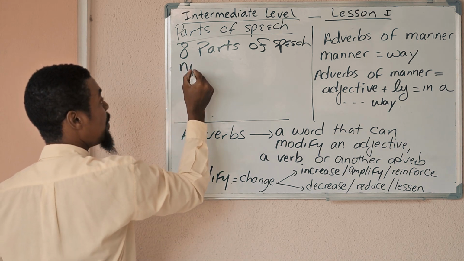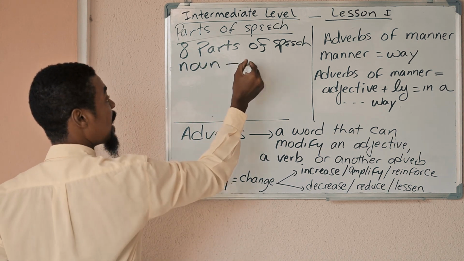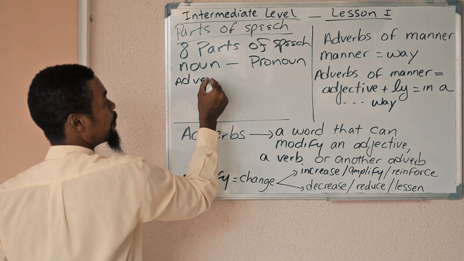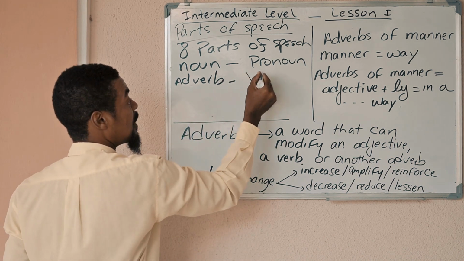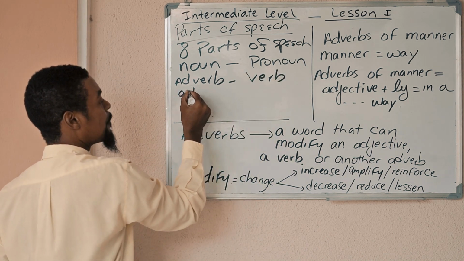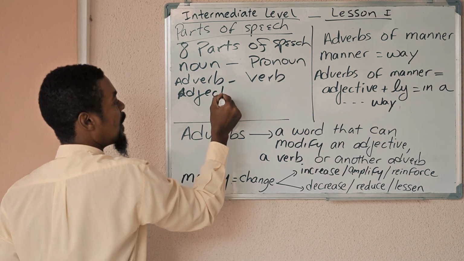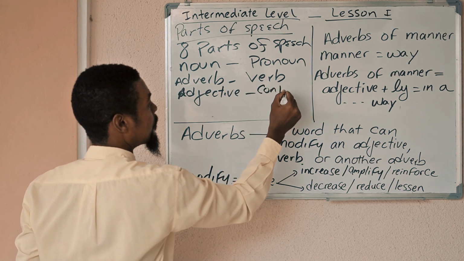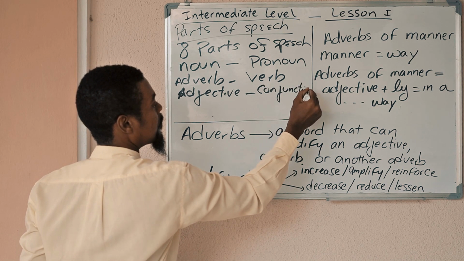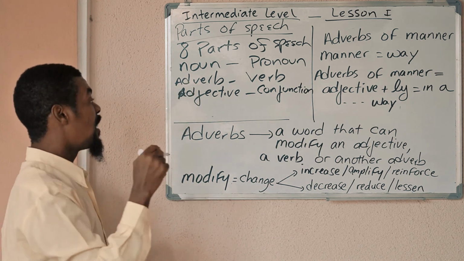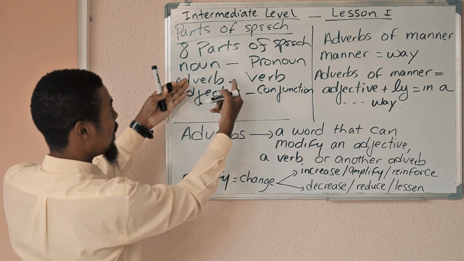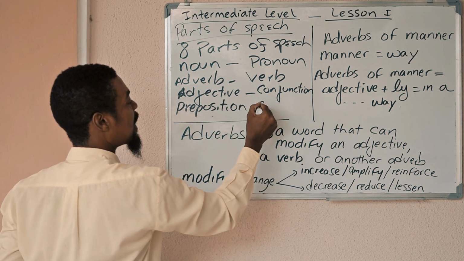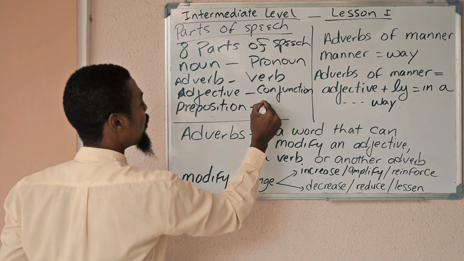We have a word can be a noun. A word can be a pronoun. A word can be an adverb. A word can be a verb. A word can be an adjective. A word can be, you see, a conjunction. We have 6, but there are 8. A word can be what? A word can be a preposition. A word can be an interjection.